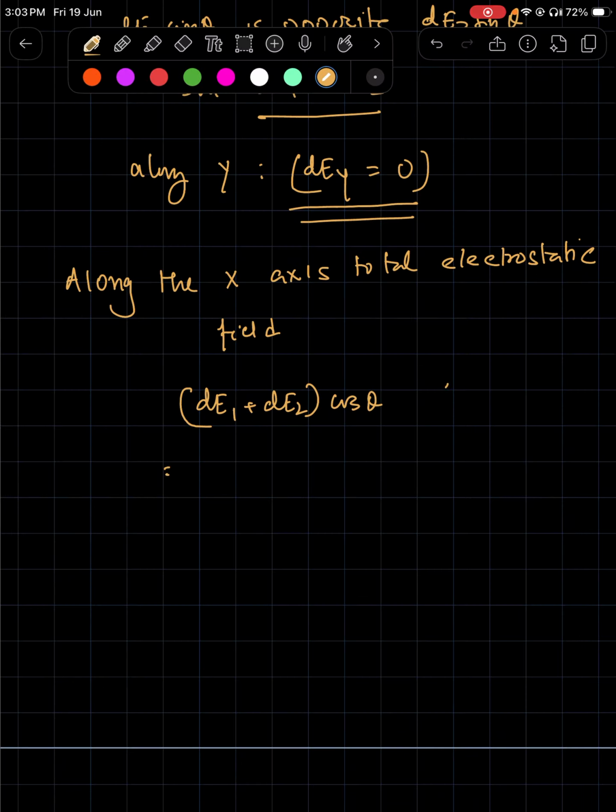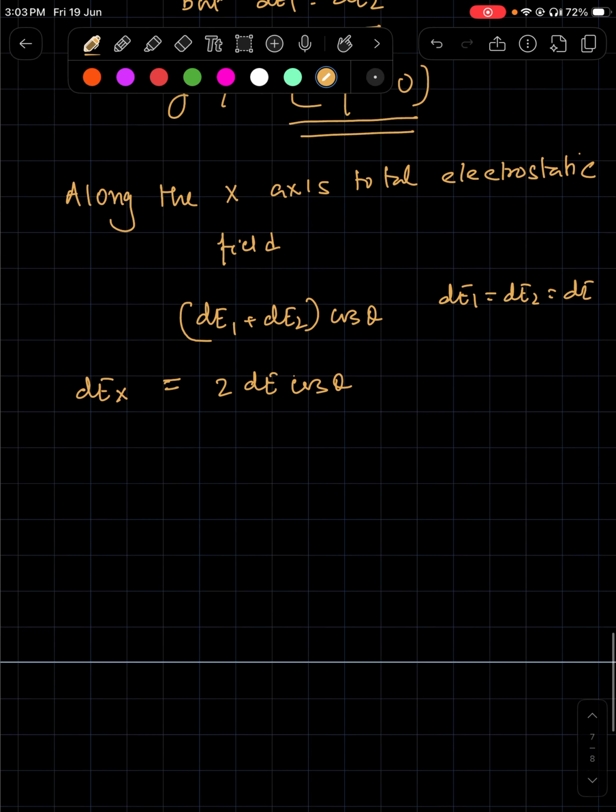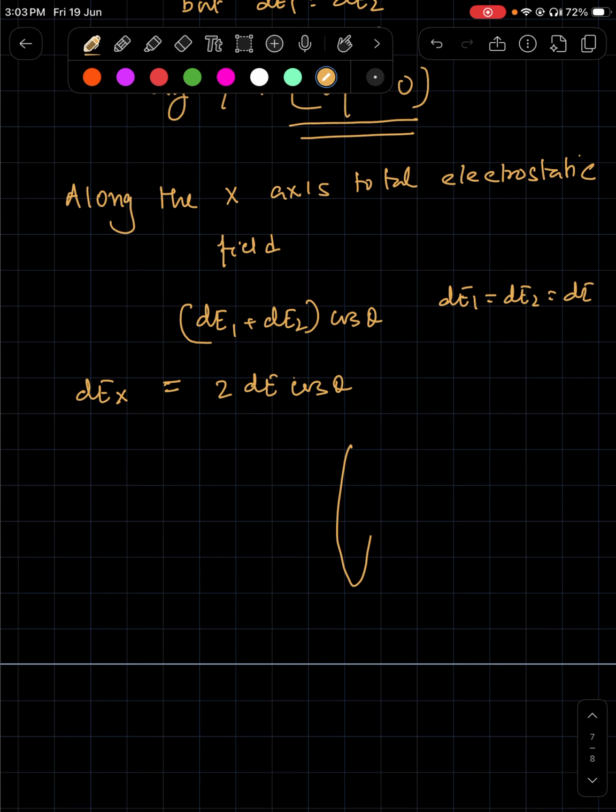And since dE1 is equal to dE2, and that is equal to dE, say, so that is 2 dE cos theta. So that is the only electric field component which survives in this calculation. That means when we consider a uniformly charged ring, a positively charged ring, the electric field at any point on the axis is along the axis, in this direction.